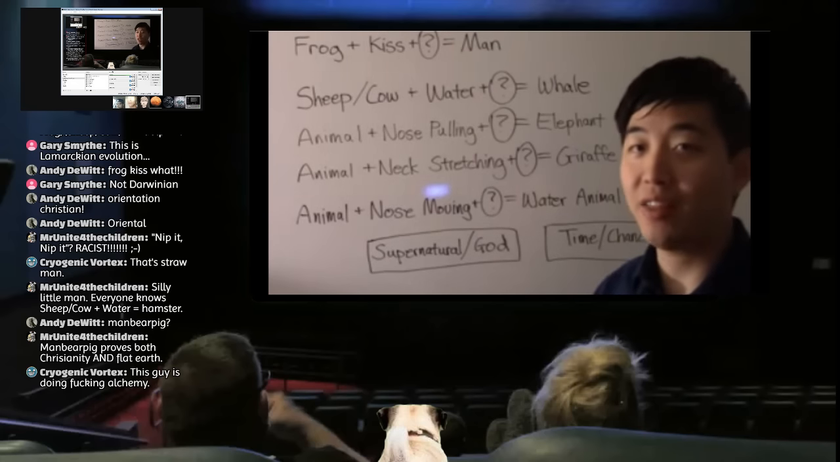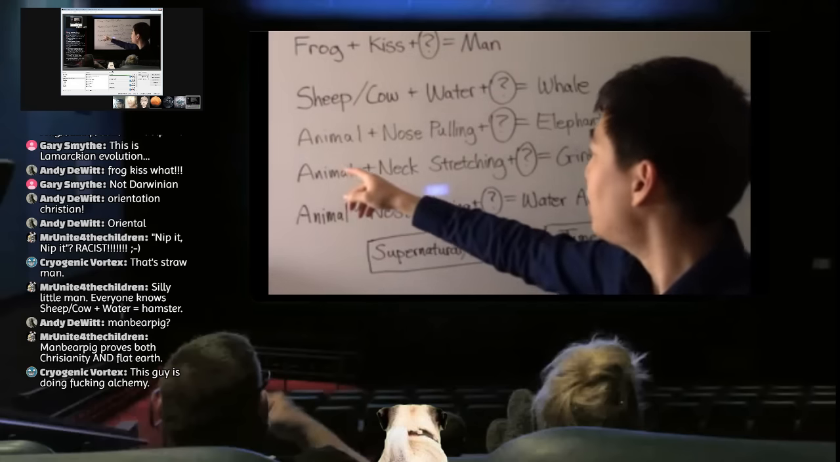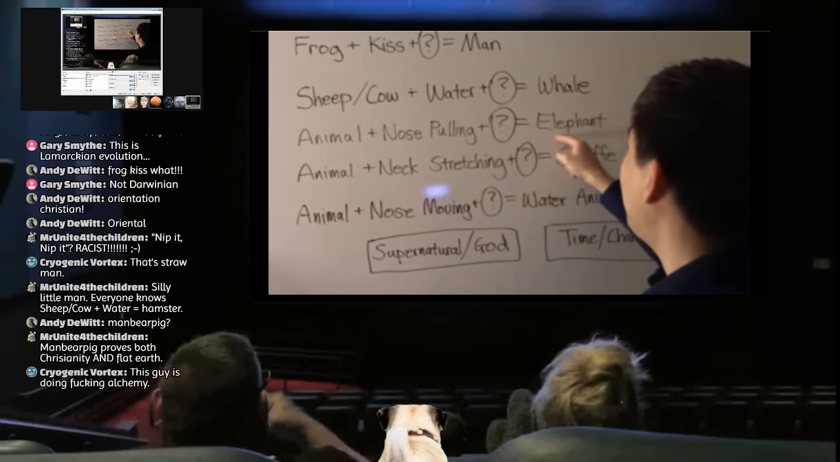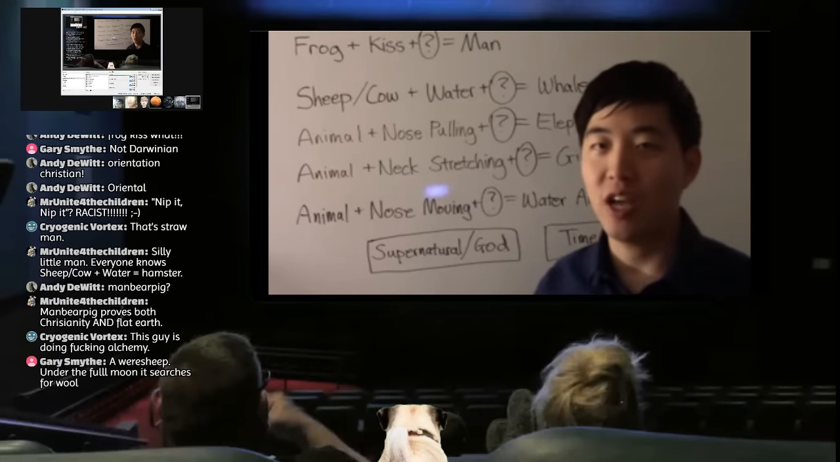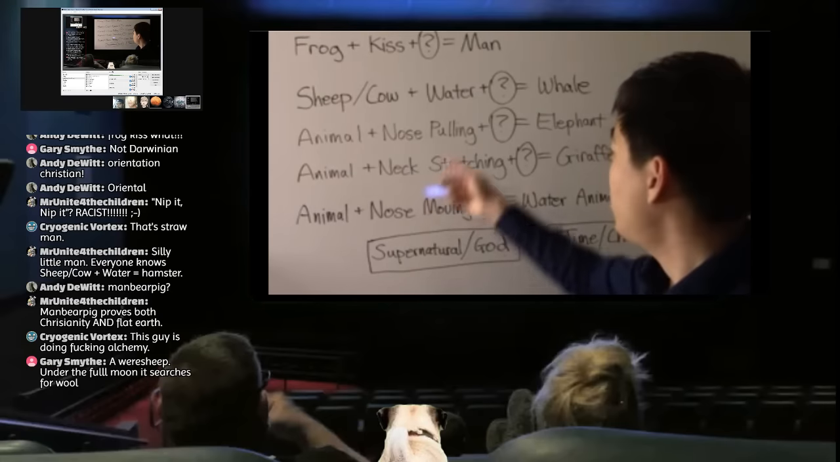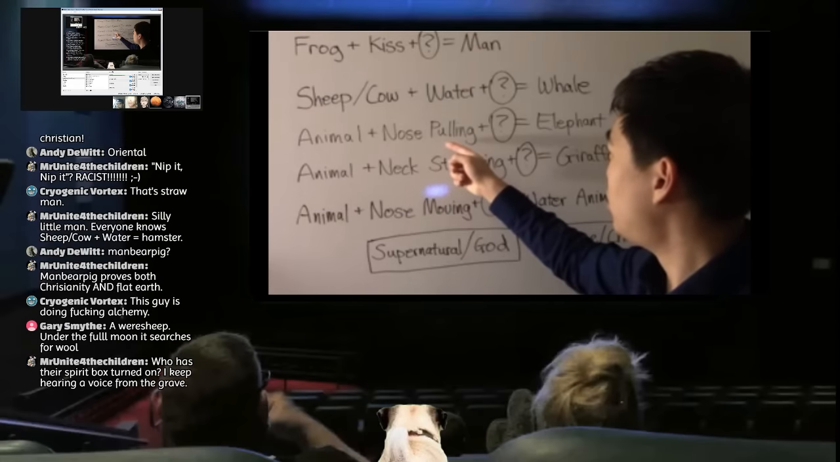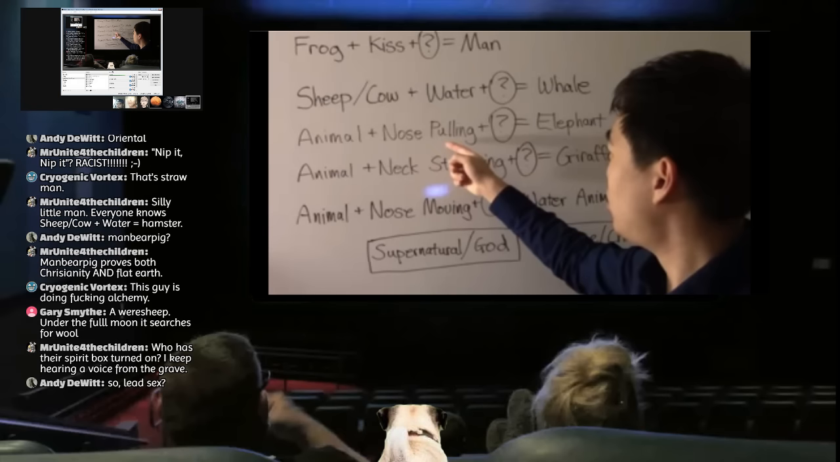All right, now let's look at the next story here. The next case. Animal plus nose pulling plus something happen equals elephant. Myth or science? I want to know. Is this science? Nose pulling? What is nose pulling?